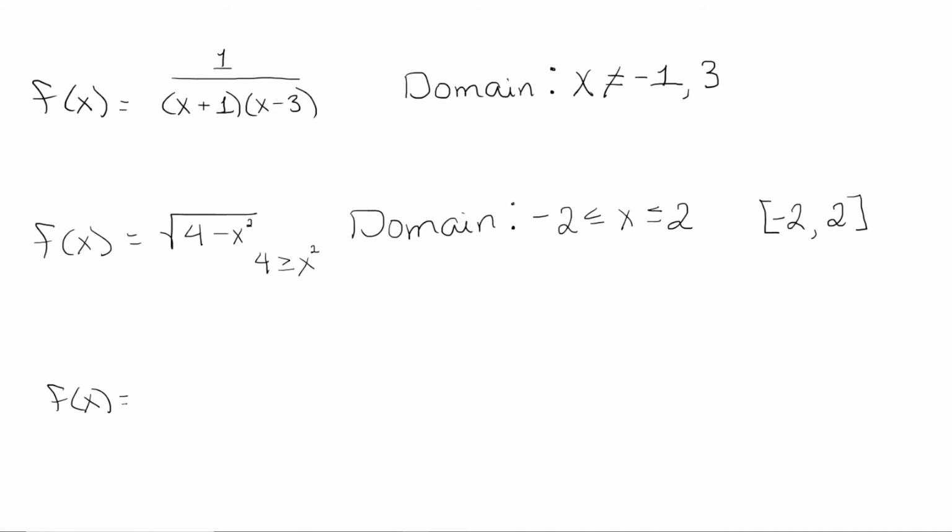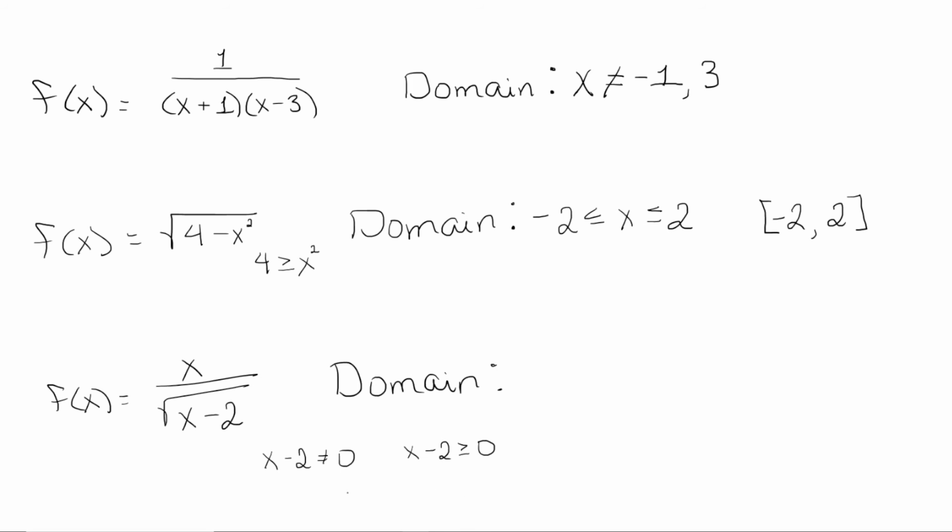Finally, let's look at something like x over the square root of x minus 2. In this case, I still need my denominator to not be equal to 0, but I also need x minus 2 to be non-negative. So essentially, x cannot be 2, but it must be greater than or equal to 2. But since it can't be equal, we have the numbers that are strictly bigger than 2. And all of these are allowed inputs.